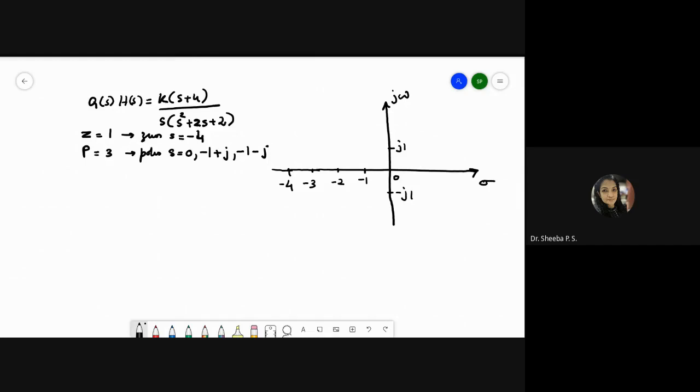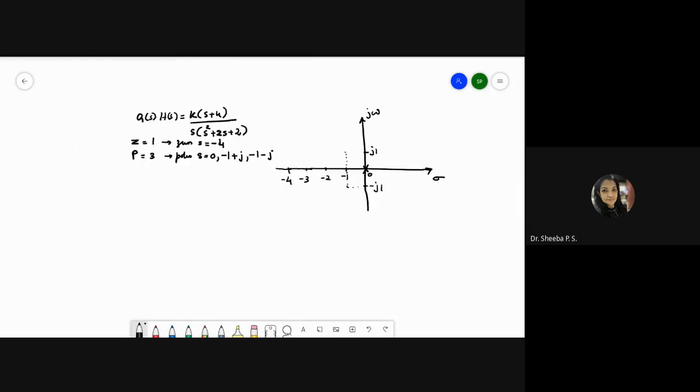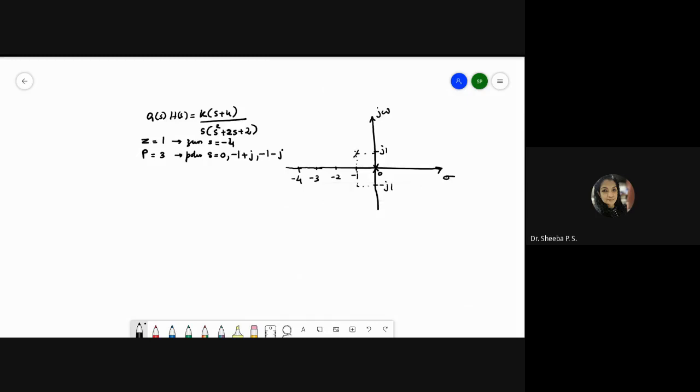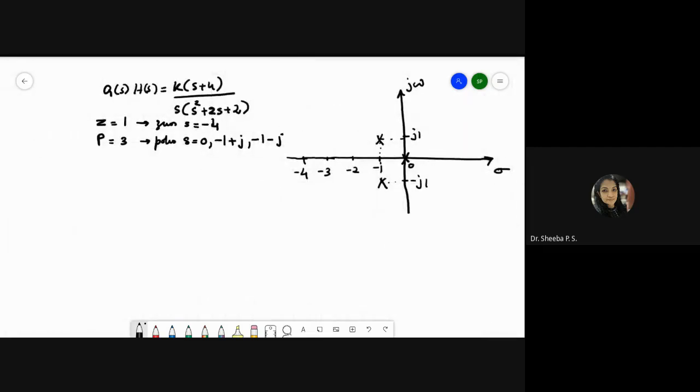So the first step is to plot the poles and zeros on the real axis. We will plot the poles first. There is a pole present at 0, then one at -1 + j1 and -1 - j1, which we plot like this. So we have already plotted all three poles. Now there is a zero present at -4.